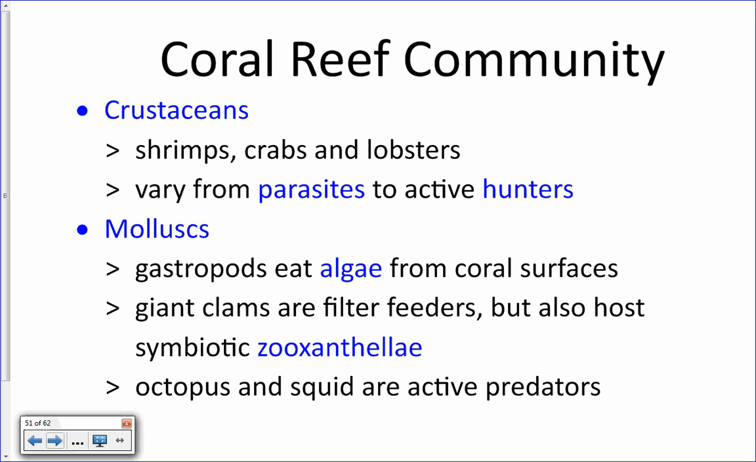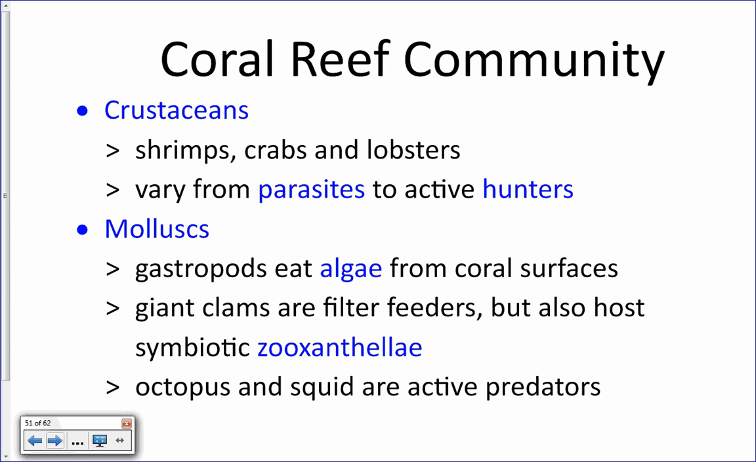Mollusks, you actually have gastropods like snails and stuff that eat algae off of the coral surface, which is good because algae tends to grow on the coral. And if the algae were able to just grow all over the coral, it would block the sunlight from the coral and they would die. So that would be bad. So they need to get that algae cleaned off. So the snails actually help to keep the surface of the coral clean.